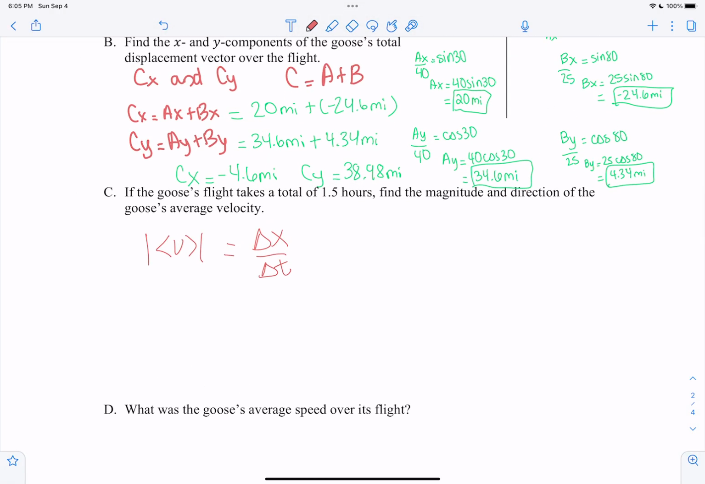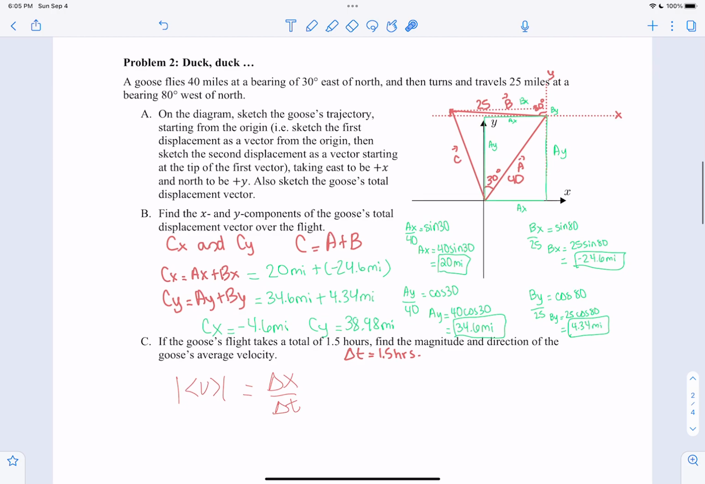So the delta t we know is 1.5 hours, right? We need to find the delta x. How can we find our delta x? Remember, our delta x, which is our total displacement, should just be the C vector here. So if we want to find C, how can we figure that out?